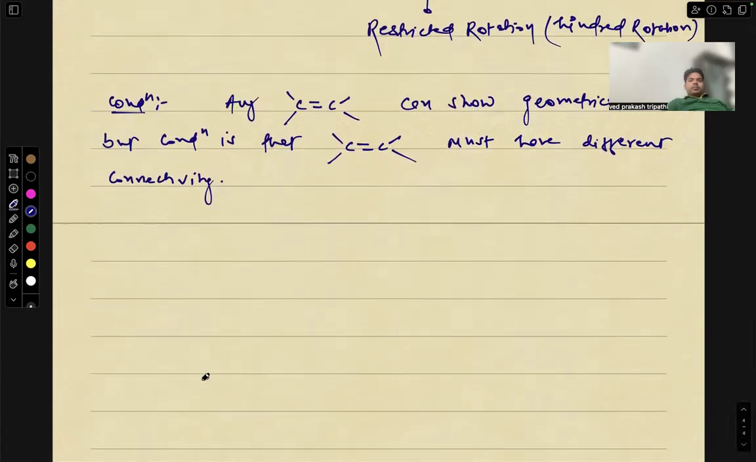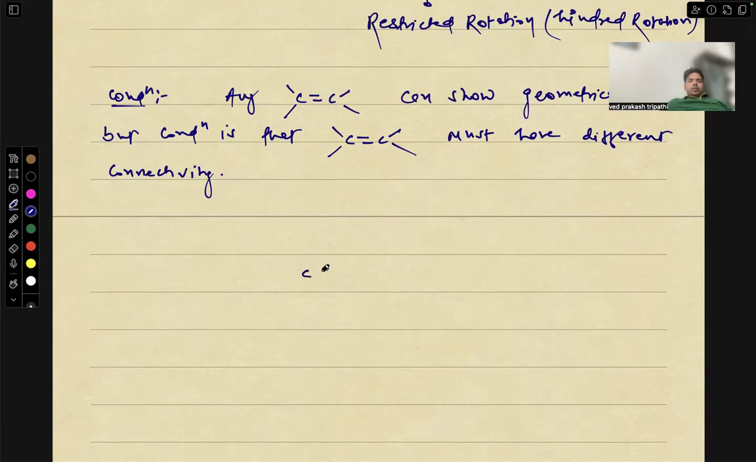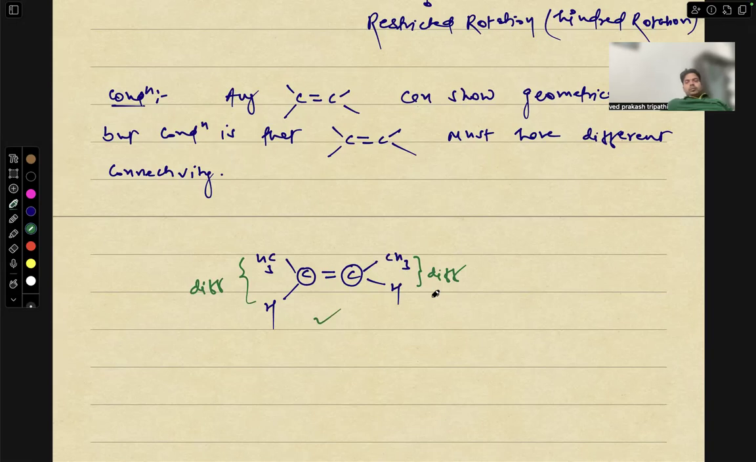For example, look at this double bond. Suppose this carbon have one methyl and one hydrogen, and this carbon also have one methyl and one hydrogen. So now you can see both the double bonded carbon have different connectivity. So this double bond can form geometrical isomer.